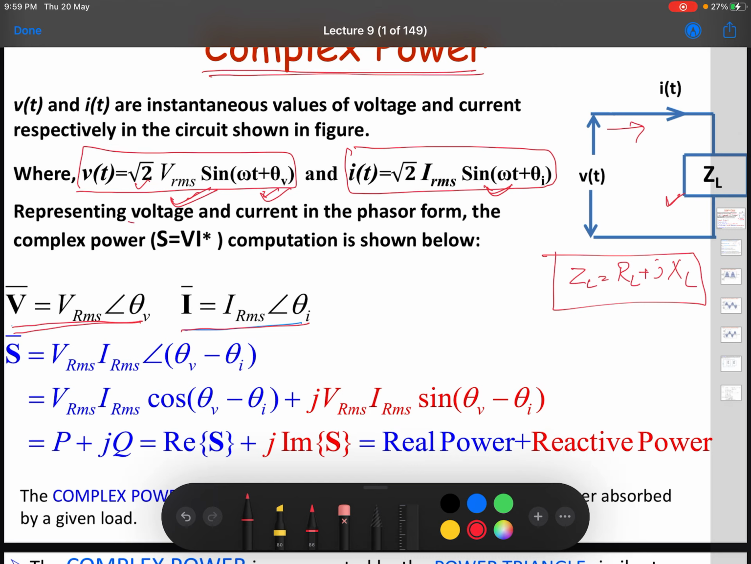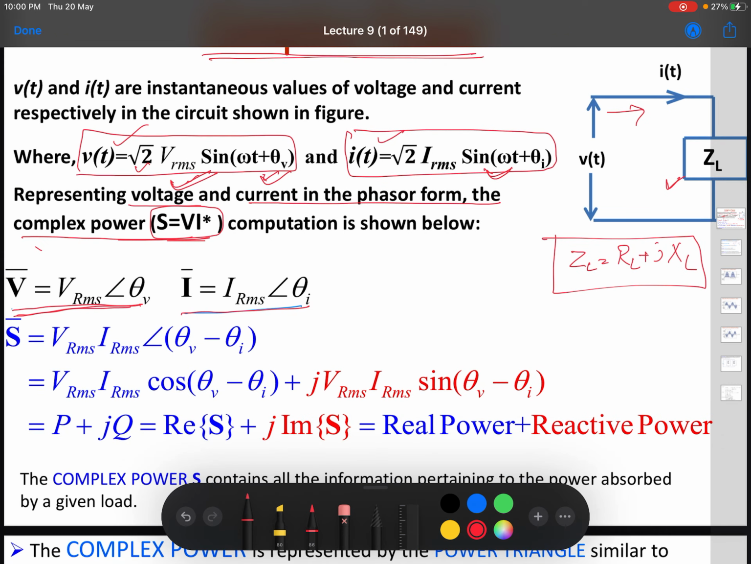When we represent these voltages and currents in phasor forms, we write complex power as we do in case of DC circuit. We multiply voltage V into I star, so it is common to take the conjugate. So V I conjugate is now the complex power we can calculate. Let us see, if we represent Vt and It in phasor form and calculate V I conjugate, what do we get.